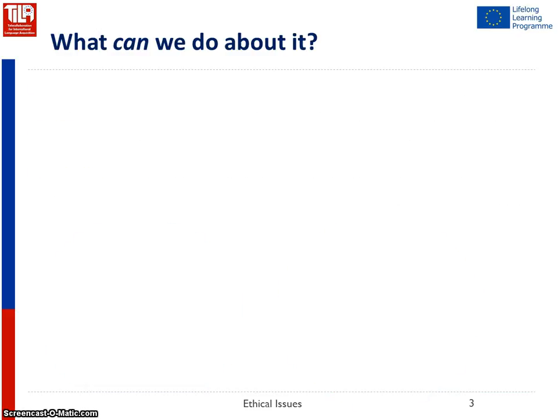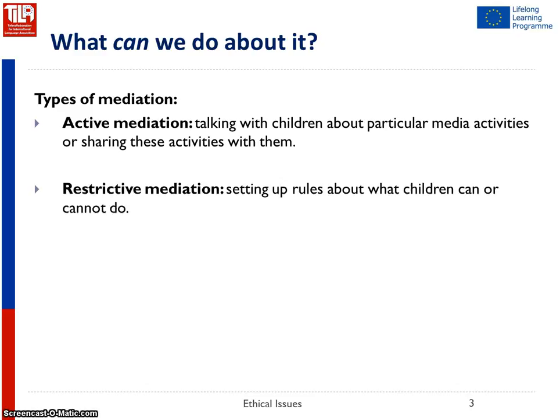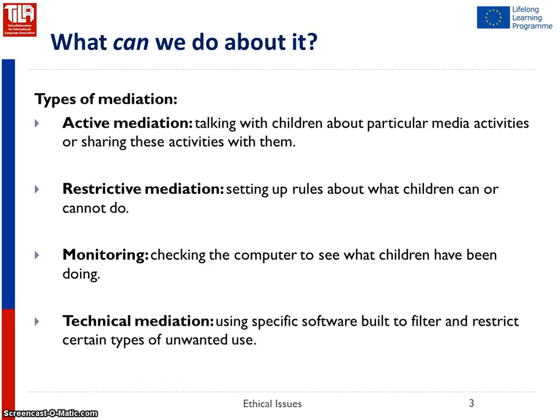So what can we do about it when risks do arise, when problems do arise? So there are different types of mediation. We can use active mediation, educating the children, raising their awareness about what to do in certain situations. We can use restrictive mediation, setting up rules about what they can or they cannot do. We can monitor them. We can check what they have been up to when they're online. And we can use different pieces of software to block access to certain websites. This would be technical mediation.